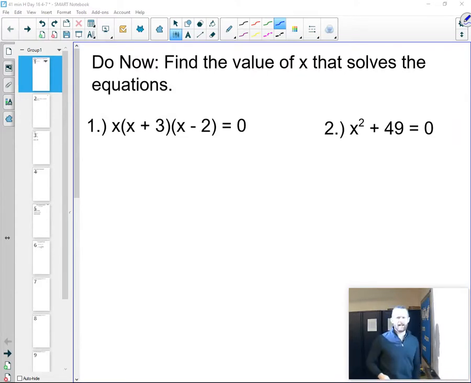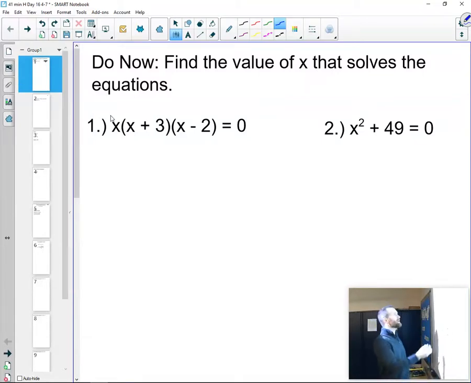Let's take a look at number 1. We've got x times (x plus 3) times (x minus 2) equals 0. A lot of students, when they see this problem, have the instinct to try and distribute. They're like, oh, okay, I know how to do this. I can just distribute, and that'll make things easier. Now, we are allowed to distribute here, but it's definitely not going to make things easier. It's going to make things a lot more difficult.